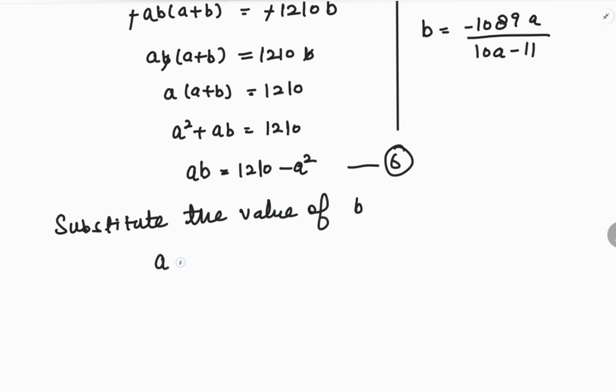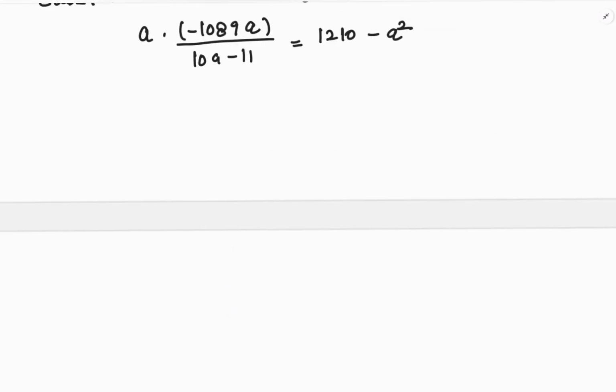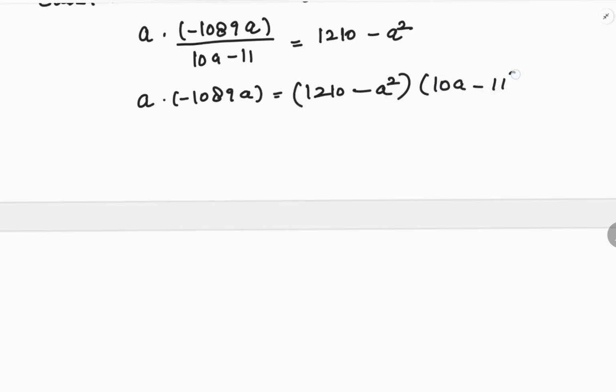Okay. So a times minus 1089a divided by 10a minus 11 is equal to 1210 minus a square, right? This is getting a little bit tricky now. What will we do? We will try to solve this here. We can keep 1089a here and take the denominator to the right hand side. So it will become 1210 minus a square, and in bracket 10a minus 11.